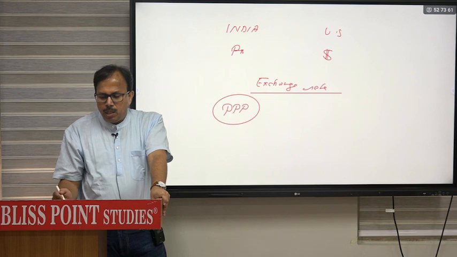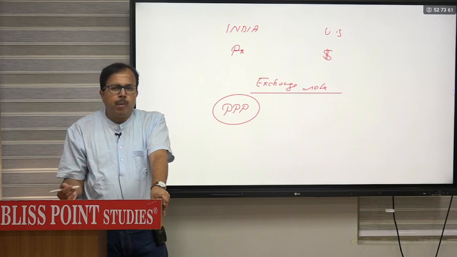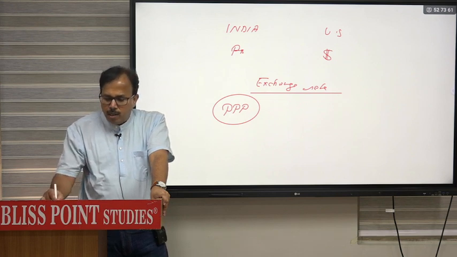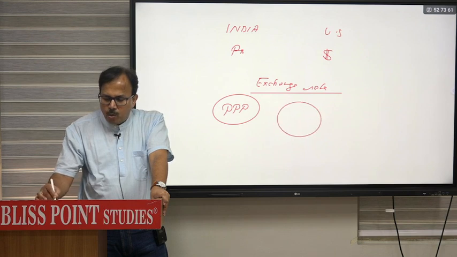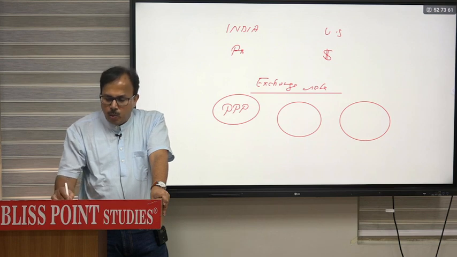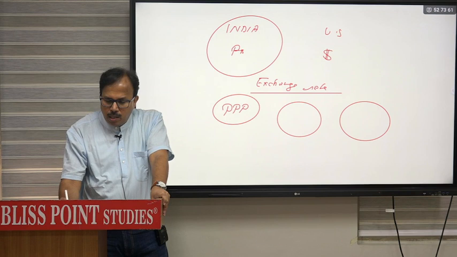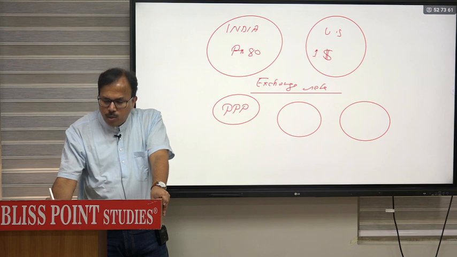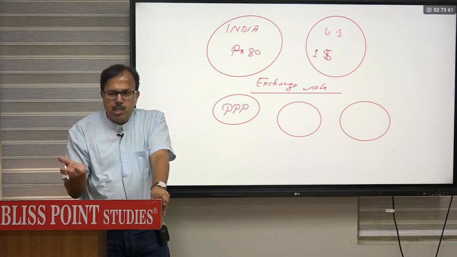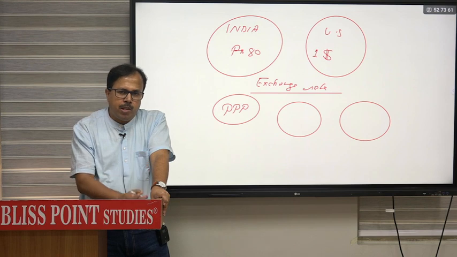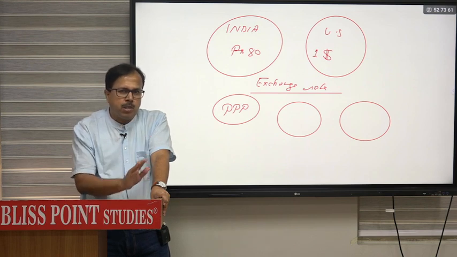But this purchasing power parity also has its own drawback. Like we consider a common basket of goods to be purchased in India, a common basket to be purchased in US. So suppose in India this basket can be purchased in 80 rupees, same basket can be purchased in US with $1. So we will say purchasing power of 80 rupees is equivalent to purchasing power of $1, therefore $1 equal to 80 rupees.